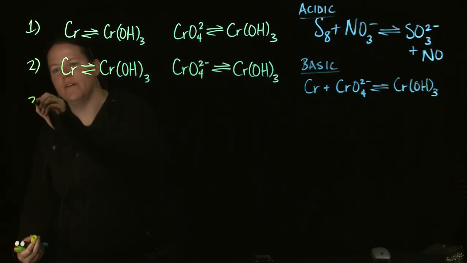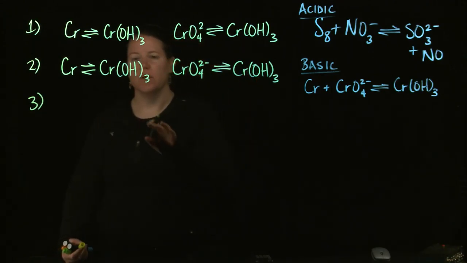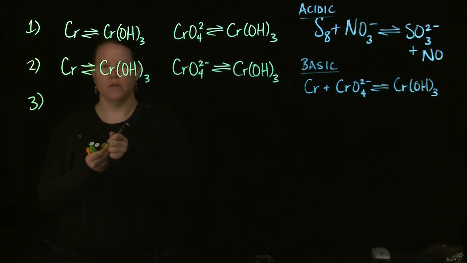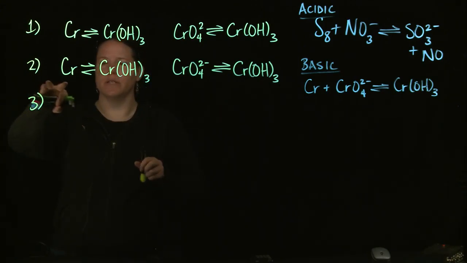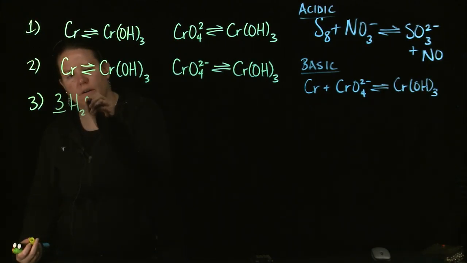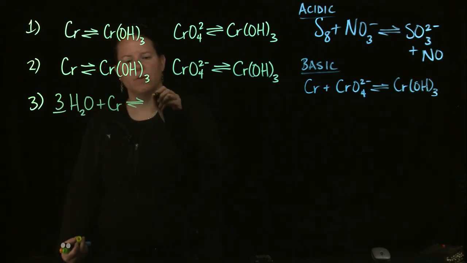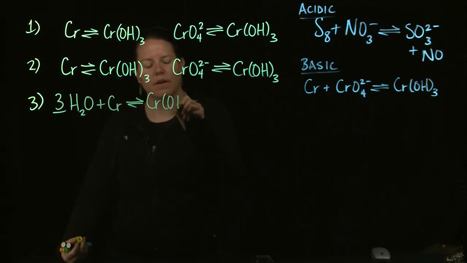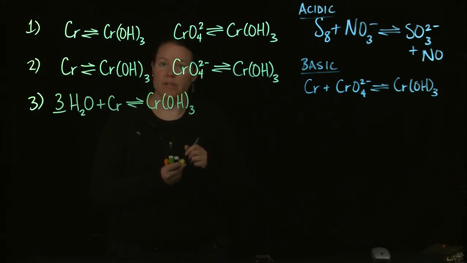My third step is to balance O's using H2O's. I found out how many O's are on this side. I have three O's on this side and no O's on this side, so I need three H2O's on the opposite side of the larger number of O's to balance the O's.